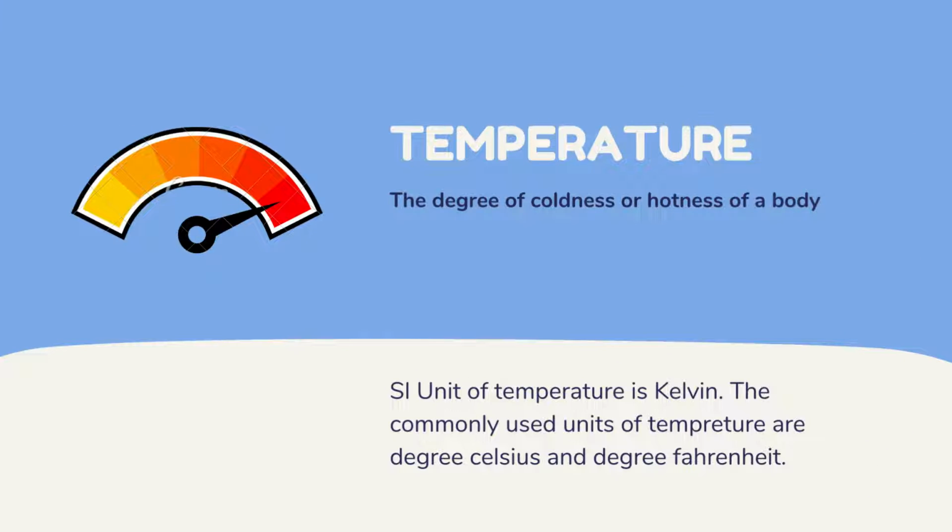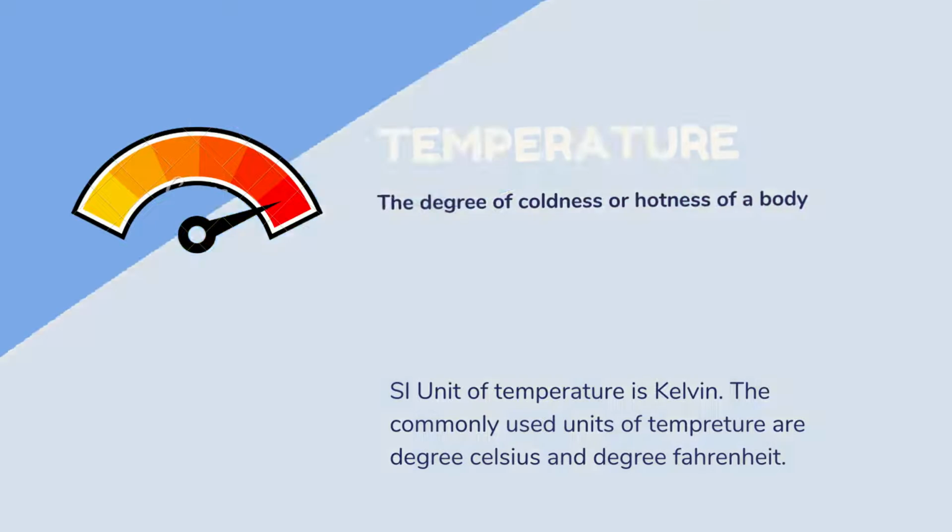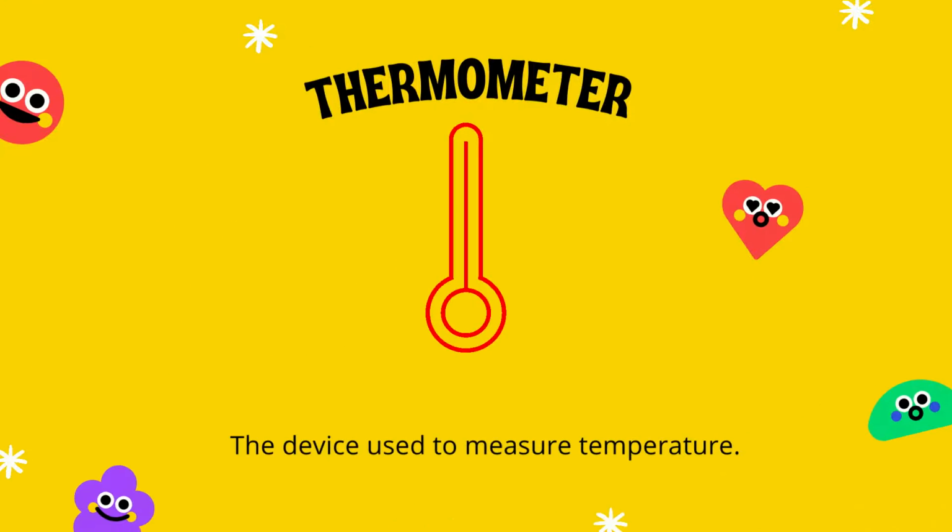The next is temperature. So temperature is the degree of coldness or hotness of a body. The SI unit of temperature is Kelvin, but the more commonly used units of temperature are degree Celsius and degree Fahrenheit. The next is thermometer. The thermometer is a device that is used to measure the temperature.